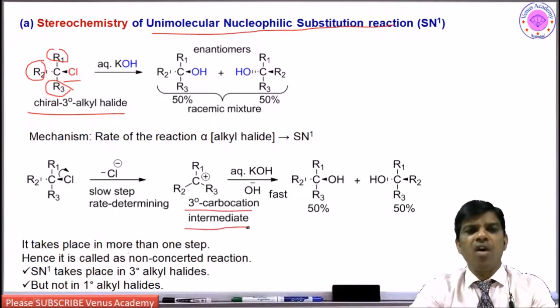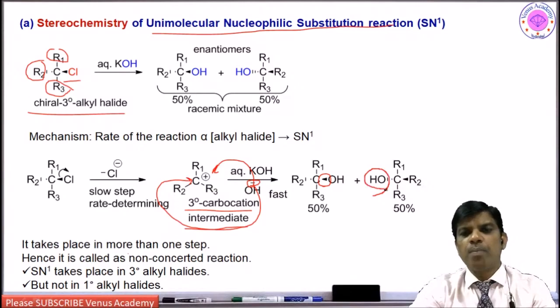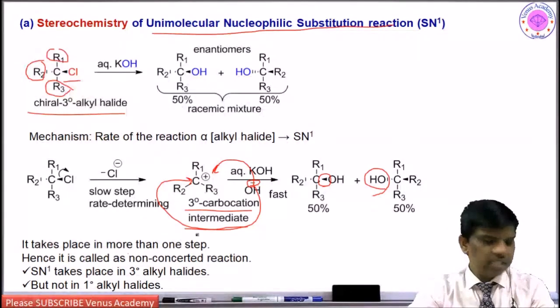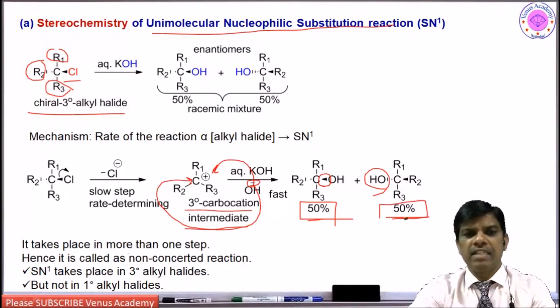It is a stable intermediate. Now it is going to react with OH minus, which can attack from this side to give this thick line, above the plane, or it can attack from this side, below the plane, to give this one. So the probability of OH minus attacking this carbocation is 50-50, isn't it? 50% and 50%. So we get a mixture of 50% of one isomer and 50% of the other isomer. This 50-50 mixture is known as a racemic mixture. It is a two-step mechanism: this is the first step and this is the second step.